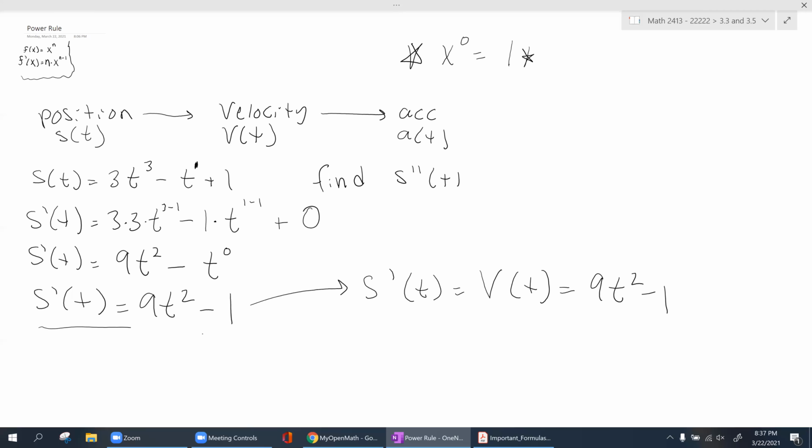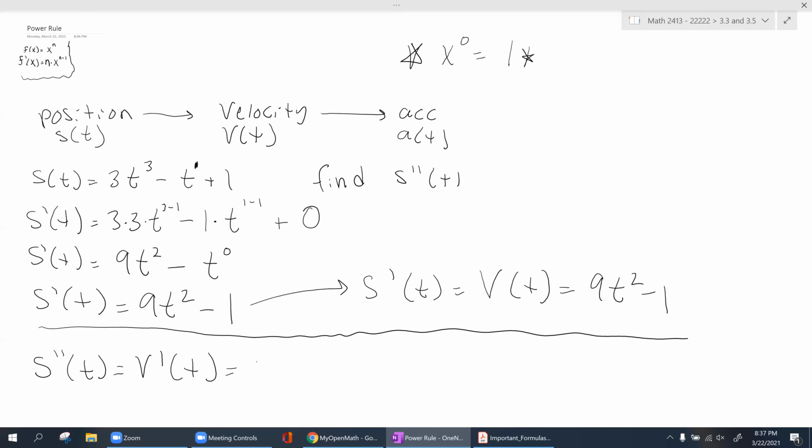Let's continue from there. If you take the second derivative of position, which is the first derivative of velocity, this is going to give me acceleration. So let's derive this. This is going to be 2 times 9 times t to the 2 minus 1, minus the derivative of 1, which is a constant. What's the derivative of a constant? That's 0, meaning my derivative is 18t.